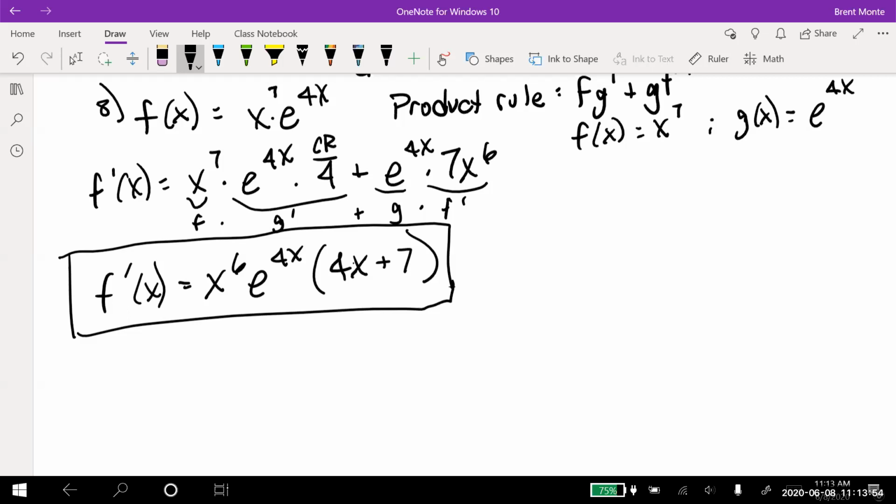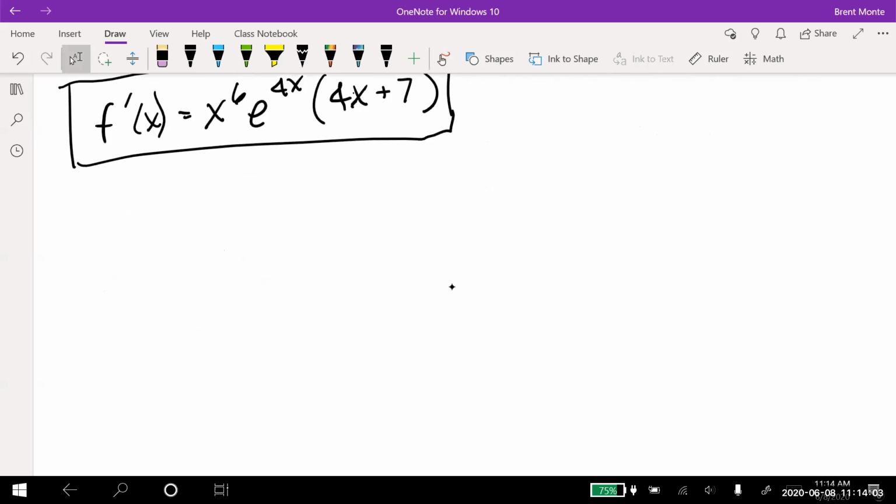So again, I'm just factoring out the greatest common factor there. Okay, let's try another one of these. This time, you'll see what it is as soon as I write it down. G of x equals e to the 3x, but with the numerator of x to the 6th. Again, a very simple looking problem, but I have to use the quotient rule.